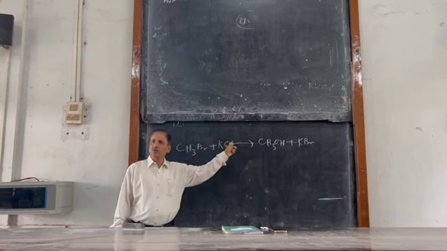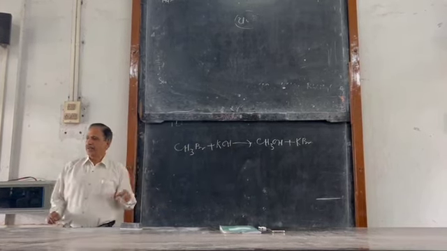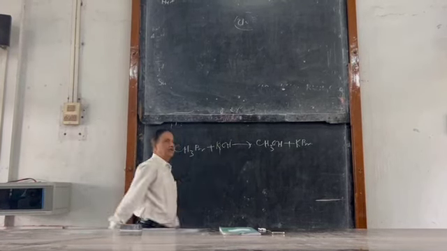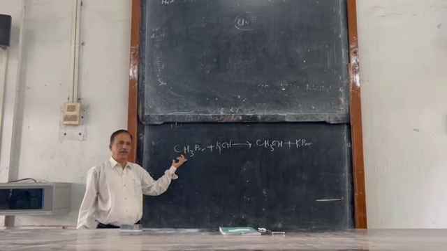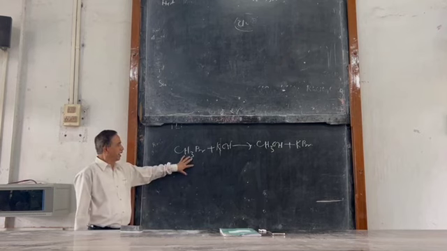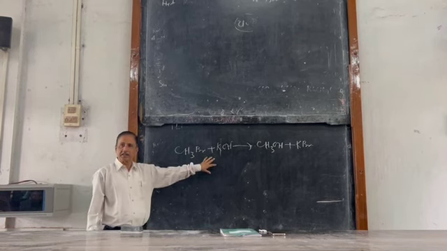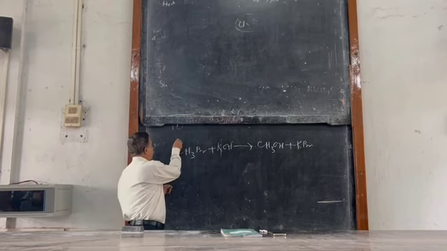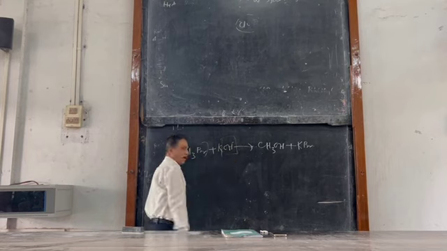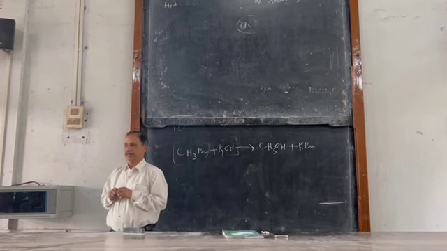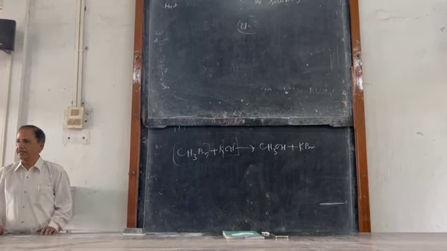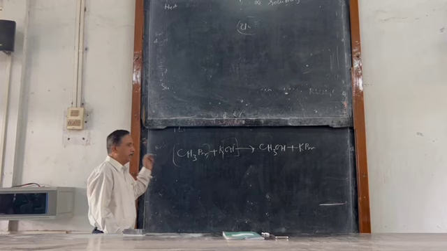So here, which one is the nucleophile? This OH is the nucleophile. This is the reactant. Now this is bimolecular nucleophilic substitution. Why? Because the rate of this reaction depends on both the concentration of the reactant and the concentration of the nucleophile. That's why it is bimolecular nucleophilic substitution.